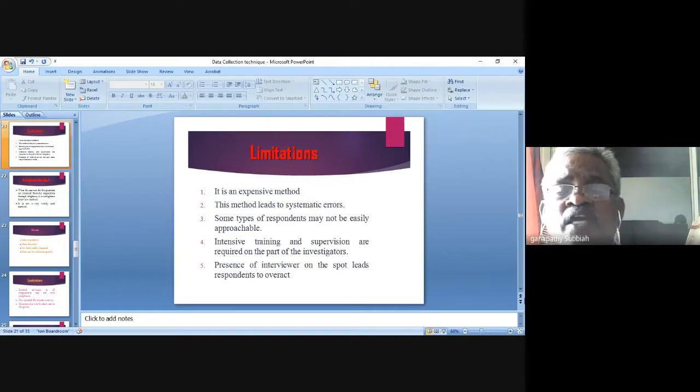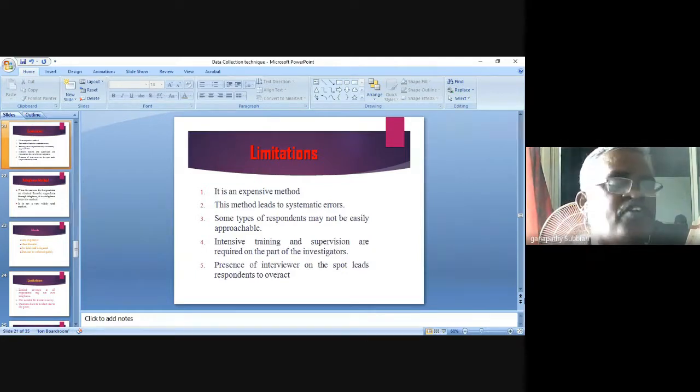Some types of respondents may not be easily approachable. For example, government officials and the managing level of companies are not easily approachable by the researcher. Intensive training and supervision are required on the part of the investigators. The presence of the interviewer on the spot may lead the respondent to overwrite; some respondents overwrite at the time of the interview.